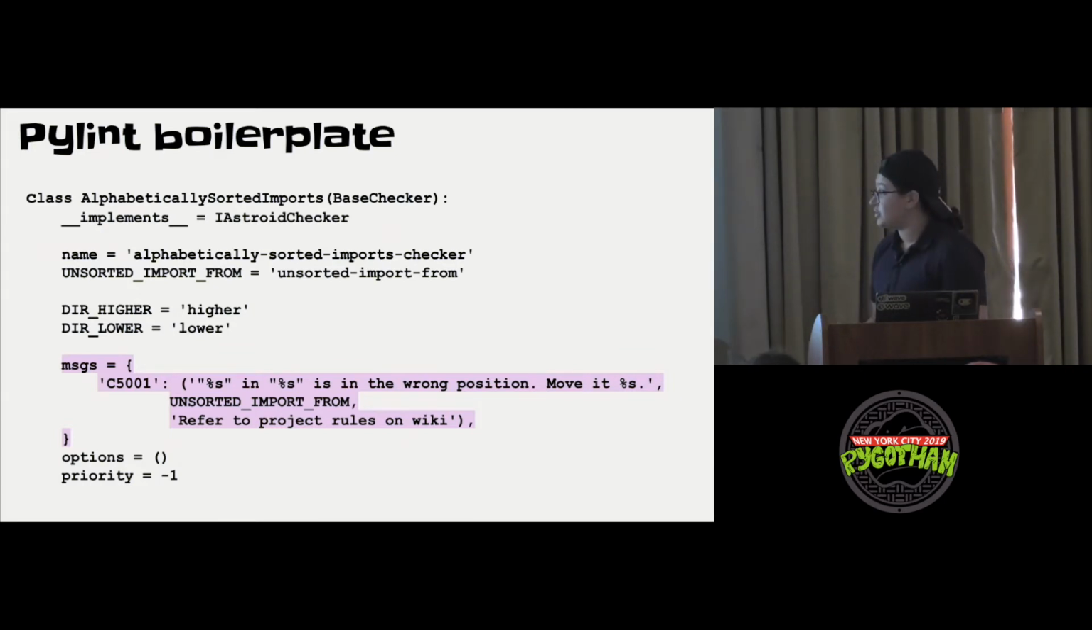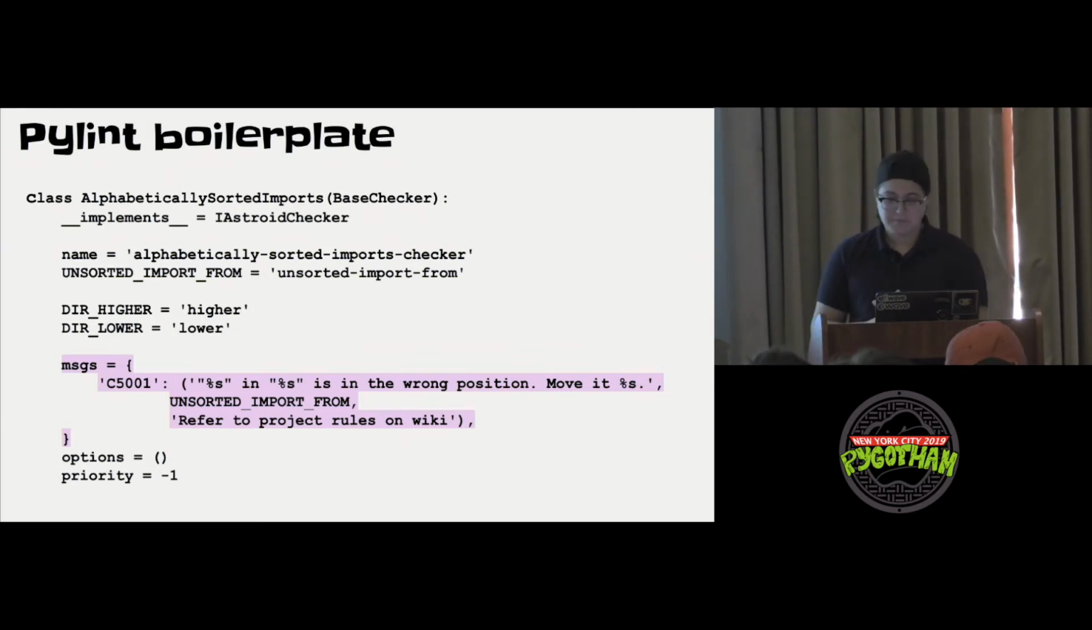And so there are actually rules for how to write a message. The first thing, C5001, is the ID of your message. And there's actually a convention. It has to be 5 digits. The first character has to be either C for convention, W for warning, E for error, F for fatal, or R for refactoring. And the last 4 digits can be anything as long as you don't have the same message ID twice.